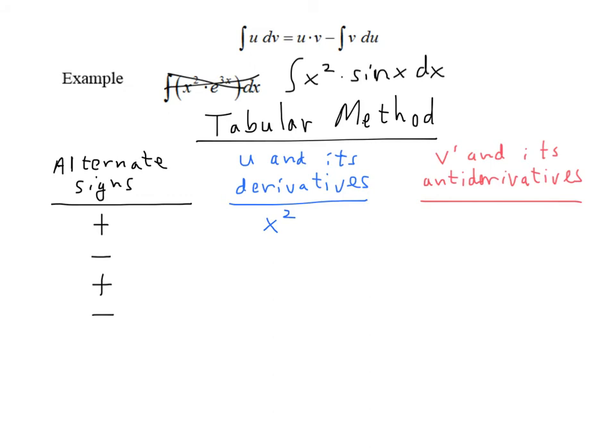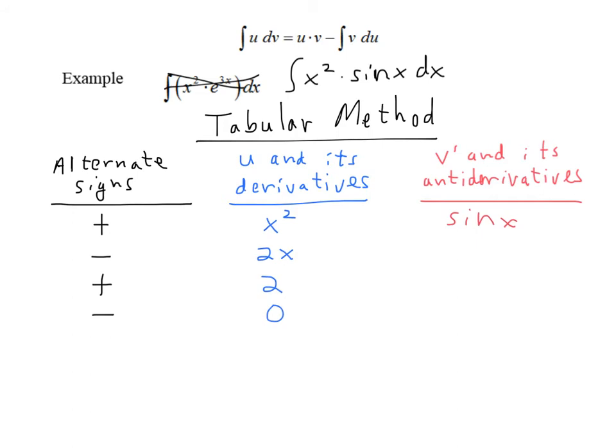So we'll have x squared, then we'll have 2x, and then we'll have 2, and we could go one more, we'll have 0. Alright? And then over on the right hand side, we're going to have v prime and its antiderivative. So I'm just going to write the sine x. Understand, I'm not writing dv. dv would be sine x times dx.